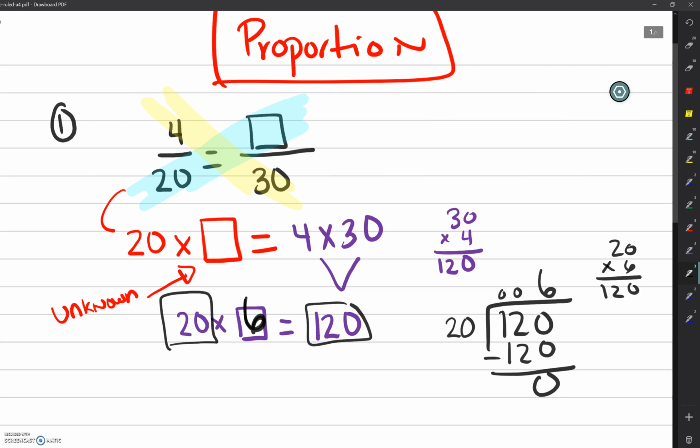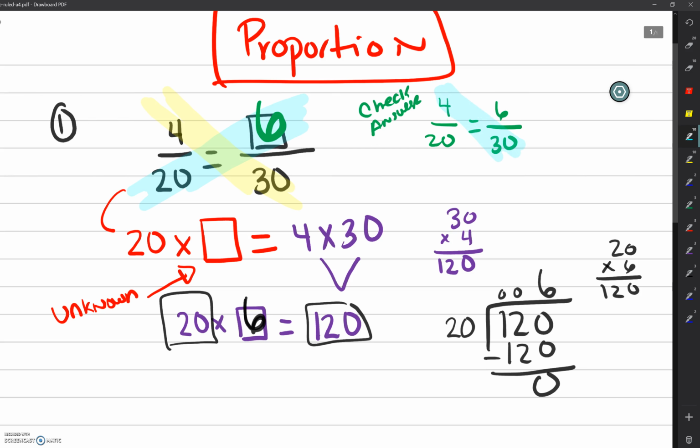So 6 would go in the box. What does that mean? That means that 6 would go inside this box. And then how do I check my answer? Well, here's how I check my answer. 4 over 20 is equal to 6 over 30. And I cross multiply to check my answer.